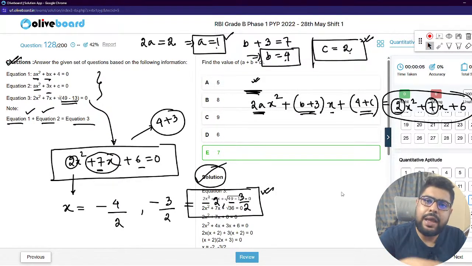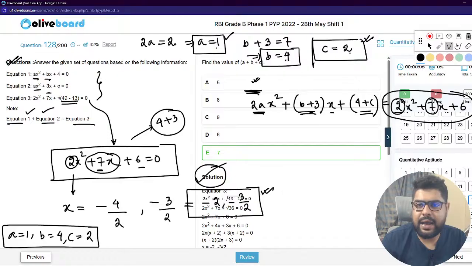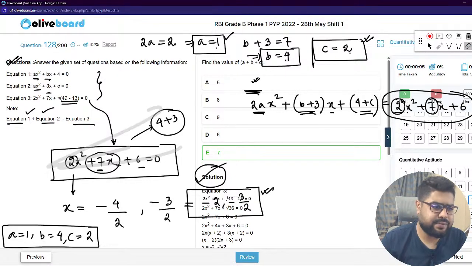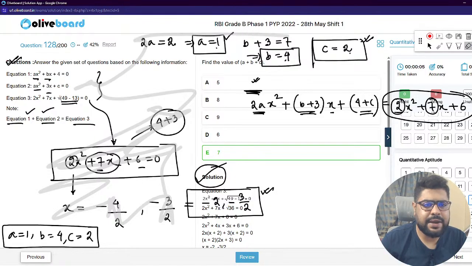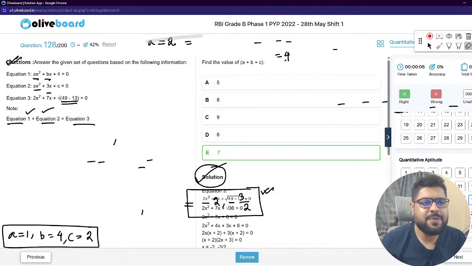Perfect. Now, as this is a set, we will keep some information with us. What will be that information? A, B and C for sure. So I'm just writing it. A is 1, B is 4, C is 2, sir. Also, I don't think we'll be needing the roots, but still, let us keep it for contingency purposes. If something goes wrong, we might need it, sir.